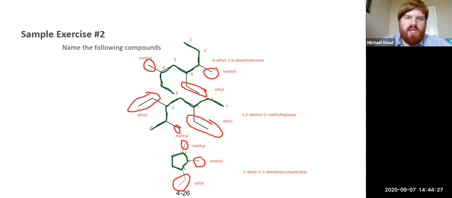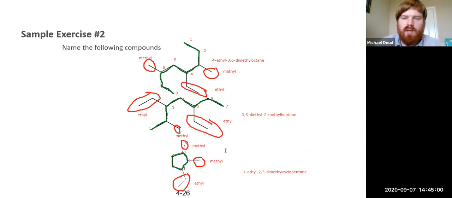So identify the parent chain here. It's 7 carbons long, so it should be heptane. Then we've got 2 ethyl groups. So here and here, so it's going to be diethyl, and then we've got 1 methyl group here. We're going to number it this way because starting from this side, that gives us a 2-methyl and a 3-ethyl. So the 2-methyl basically wins out. That's the first substituent from either direction. So that gives us now 3,5-diethyl-2-methylheptane.